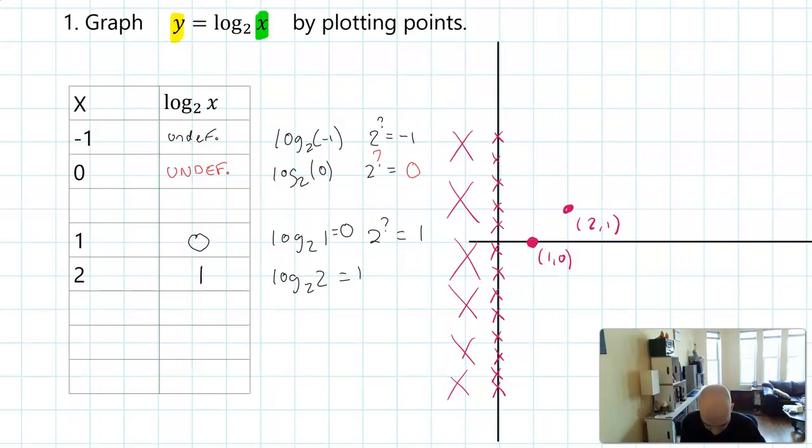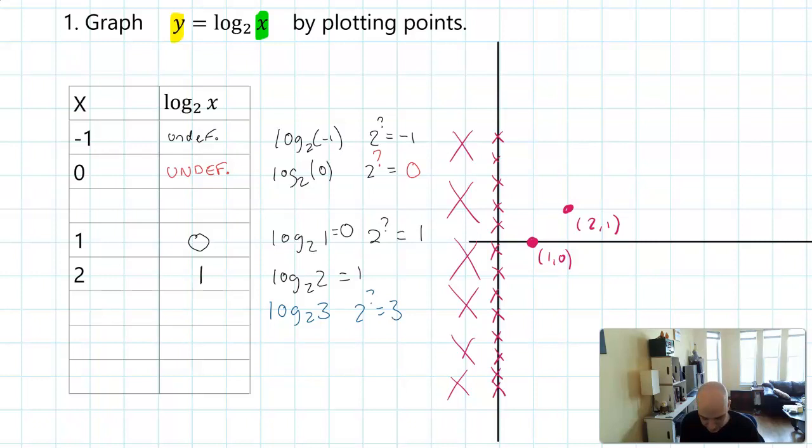So I want to think about what I could put in the x table to get good numbers. Well, if I do 3 here, then I'm doing log base 2 of 3. Is that a number? Yes. Is it a number that I know will go nicely on the graph? No, because 3 is not an even power of 2, right? 2 to the what equals 3? I don't know. It's something, but I don't know what it is.